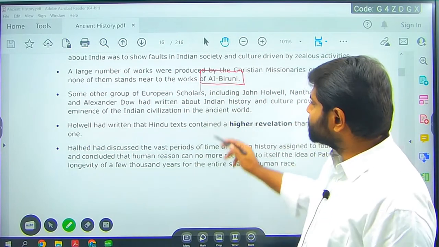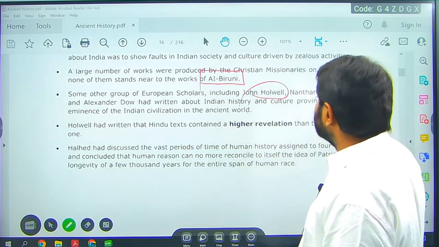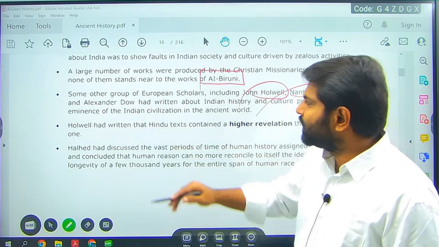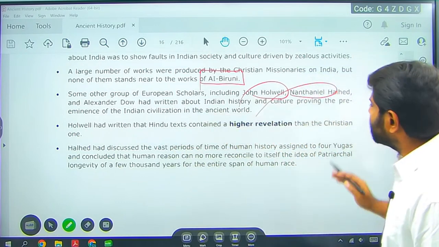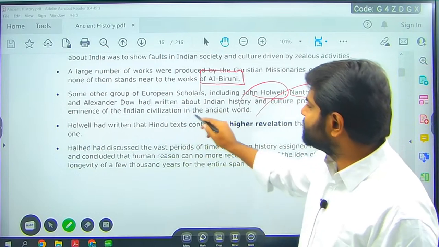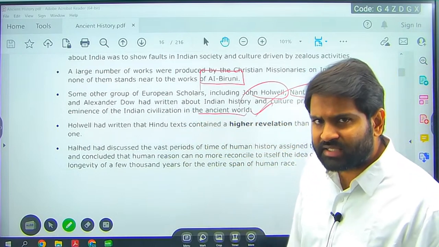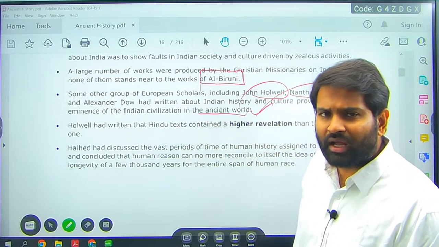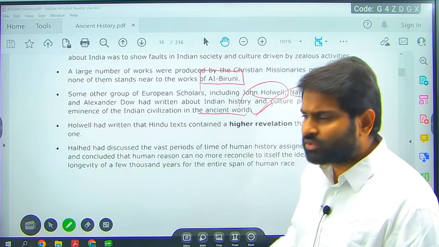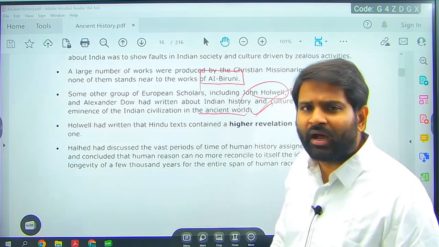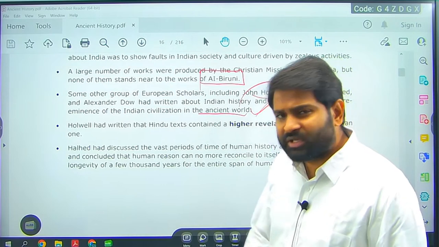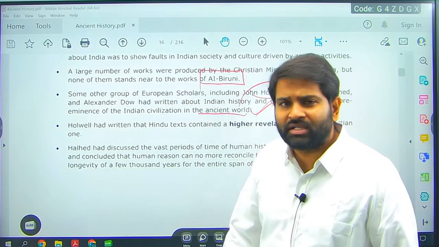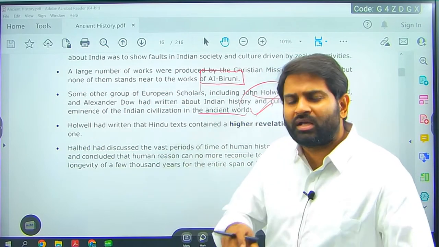Some other groups of European scholars, including John Howell, Nantal, Halhead, Alexander Dow, wrote about Indian history and culture, proving the preeminence of Indian civilization in the ancient world. But still, as I said, Al-Biruni, Megasthenes' Indica, Rajatarangini, Puranas. These are the places where we look back and try to trace the history. Especially when we talk about Mauryans, Satavahanas in ancient history, we go back to the Puranas and try to sort out the historical chronology.